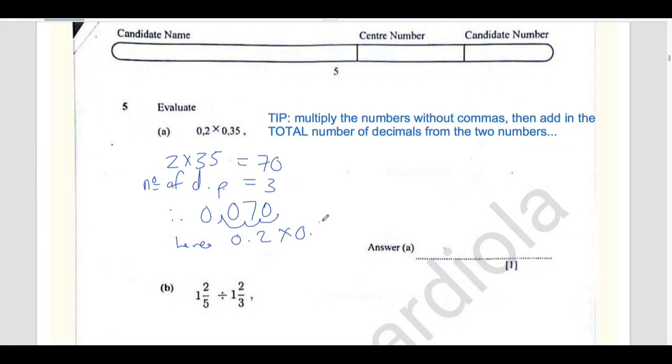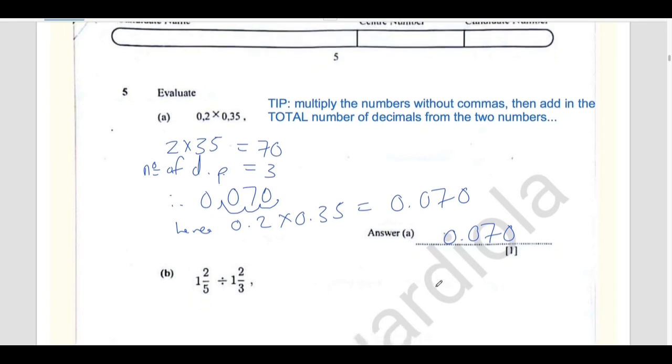Obviously, you can do it in other ways. You can just multiply it as it is in column form, and after you multiply it in column form, again, just count the number of decimal places, and it will still give you the same answer, 0.070.